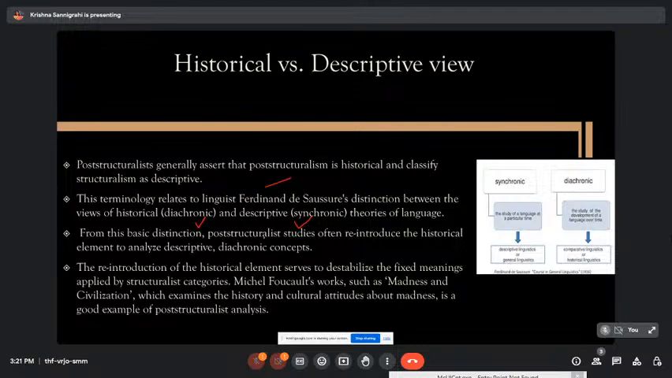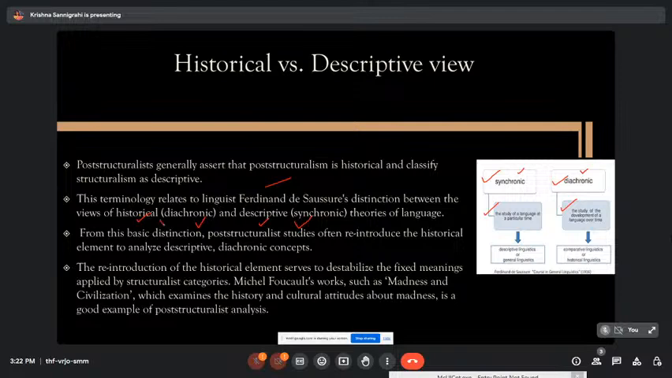Post-structuralist studies often reintroduce the historical element to analyze descriptive concepts. Here you can see synchronic is the study of language at a particular time. And diachronic is the study of the development of a language over time. So this is specific and this is over a periodic time. Diachronic gives us a historical reference of that study, and synchronic gives a descriptive or particular study of a particular time. So this is termed descriptive linguistics or general linguistics.